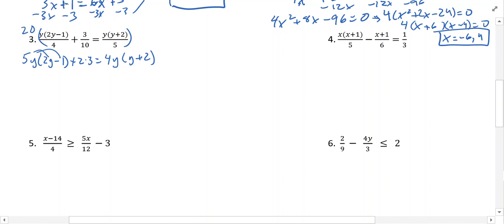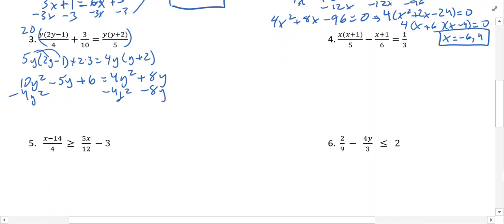So again, we need to distribute first. So we get 10y squared minus 5y plus 6 equals 4y squared plus 8y. All right, so on the left-hand side, 10y is bigger than 4y, so I'm going to subtract to the left. So I'm going to subtract 4y squared, and I'm also going to subtract 8y from both sides. So when I do that, I get 6y squared minus 13y plus 6 equals 0.